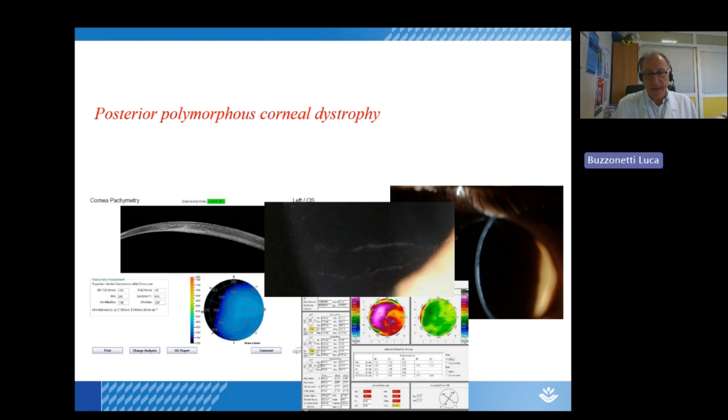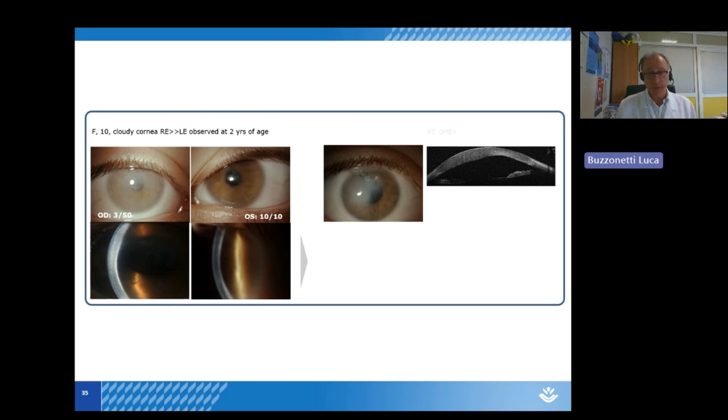In some cases, however, for example, in this posterior polymorphous corneal dystrophy with an endothelial involvement, in my opinion, it is better to perform directly a penetrating keratoplasty because of the damage of the internal cornea, the posterior cornea.